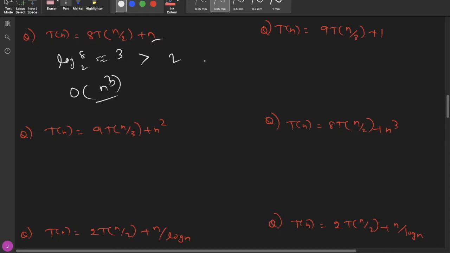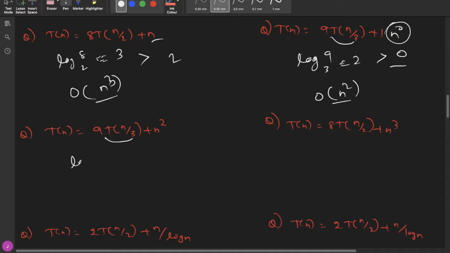So we have to make the log a base b value the exponent. The value of log a base b is 2, which is definitely greater than 0, because n power 0 is 1. So the value of k is 0. That means the left side is greater than the right side. So what we will be doing, we will just represent log a base b as the exponent with n.